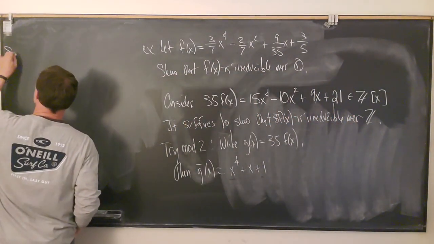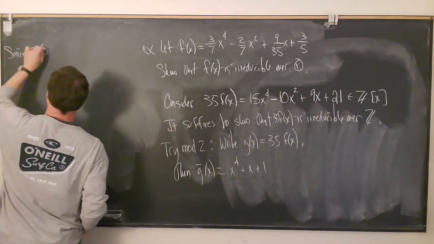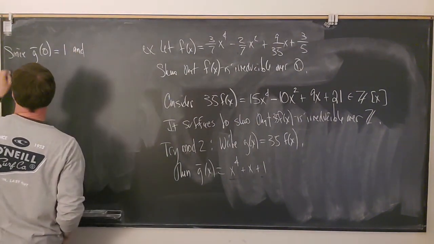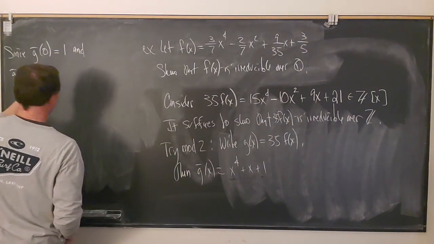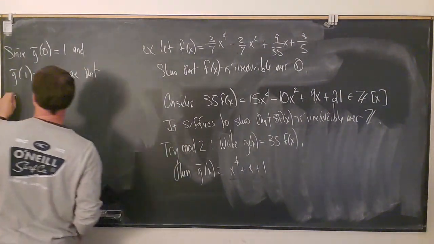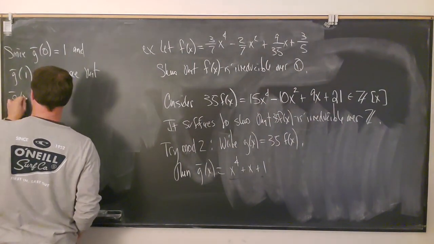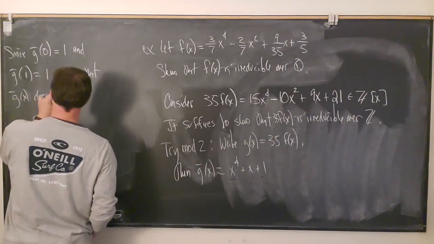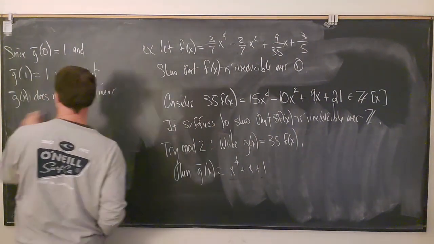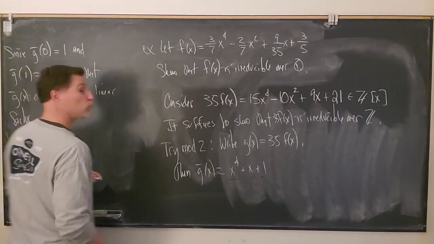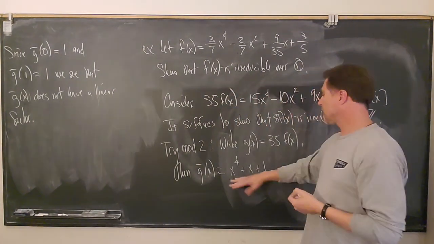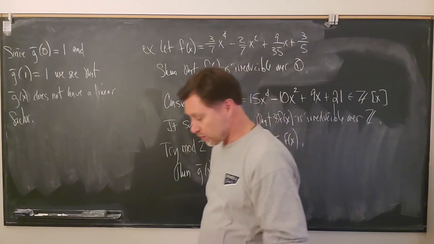So since g bar of 0 equals 1 and g bar of 1 also equals 1, we see that g bar of x does not have a linear factor. Right? So that rules out the possibility of a degree 1 times a degree 3 factorization. Now I need to show that it does not factor as a degree 2 times degree 2.